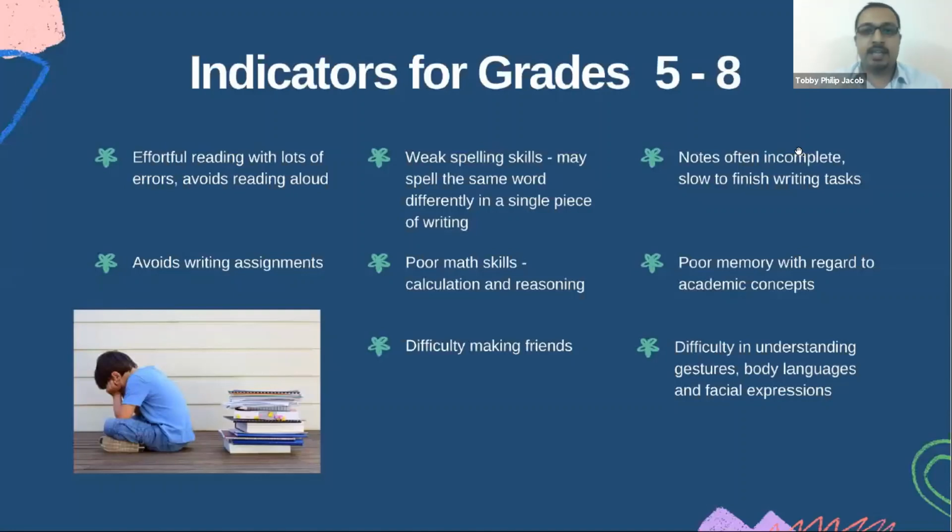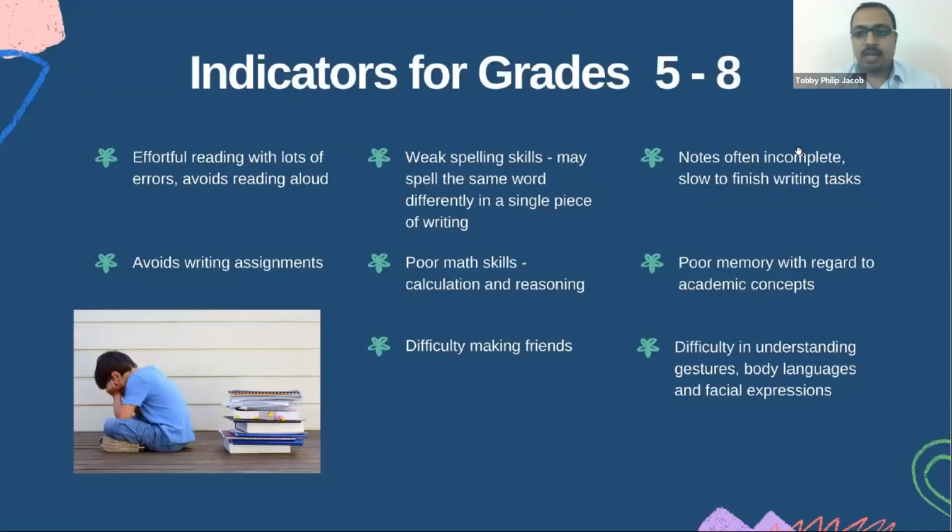This, is, a. See, that is how they copy things. So, effortful reading with lots of errors, and avoiding reading aloud, because they fear that what they read might be wrong. Weak spelling skills: they may spell a word differently in a single piece of writing. That means a child who has written the word WASP correctly the first time in a paragraph might write it the next time as WSP. The same word has been written in two different ways in the same paragraph. That is the kind of error they tend to make.